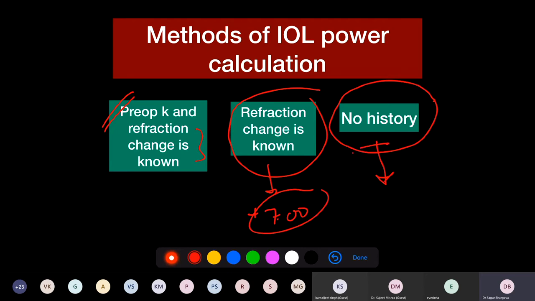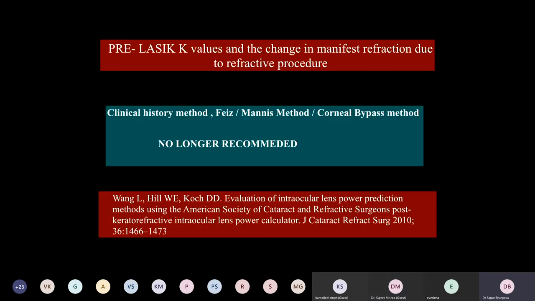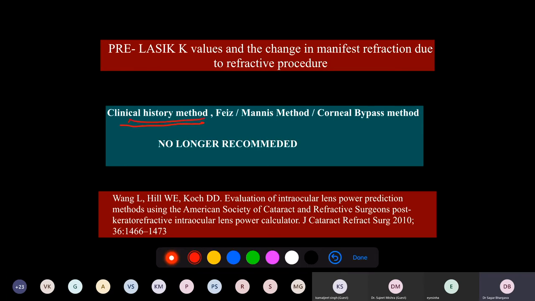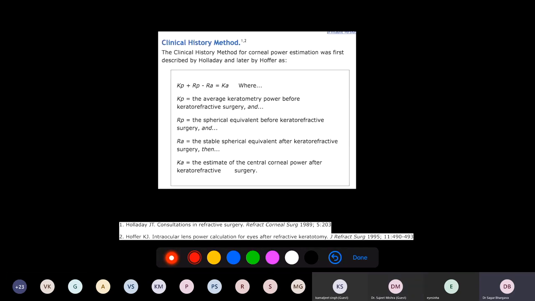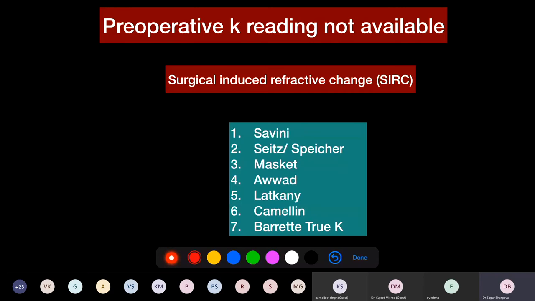So this is the most common approach that we take. And let's see what the methods are. The first approach had multiple methods, of which the clinical history method was the most popular. In fact, it was considered the gold standard. But it fell out of favor because it relied on the patient's refraction preoperative and postoperative. Both are subjective things, and postop refraction can change, as we know, with the development of nuclear sclerosis.